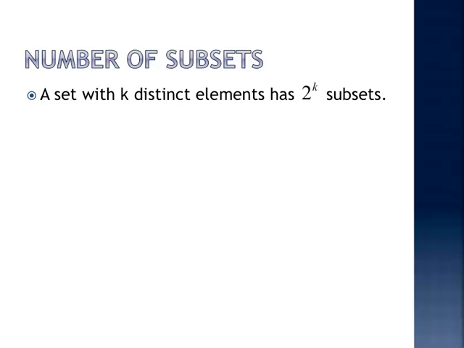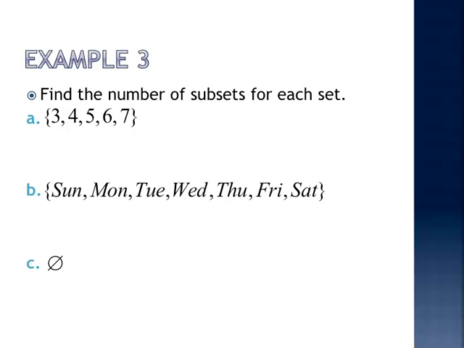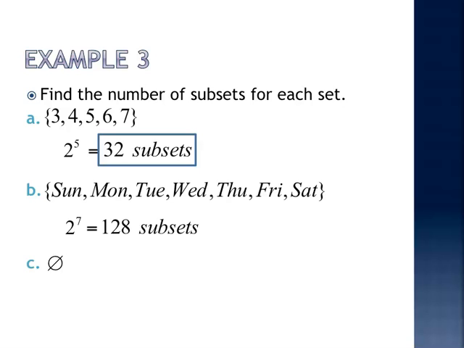Okay, so for the next ones, rather than writing out the subsets, we just want to know how many subsets there are. So in this first one, we see there are 5 elements in that set. So that means we're going to have 2 to the 5th number of subsets. So that would be 32 subsets altogether. Looking at the next one, we have Sunday all through Saturday. So it looks like that's going to be 7 elements in this set. So how many subsets are there? 2 to the 7th, which is 128 subsets.